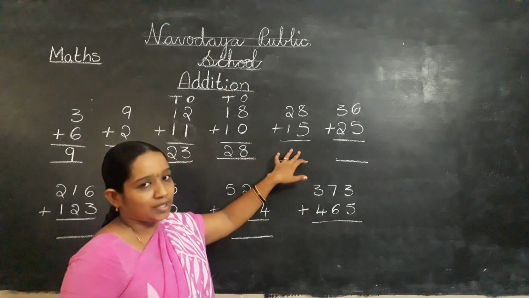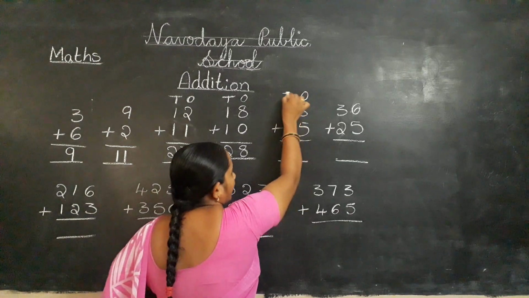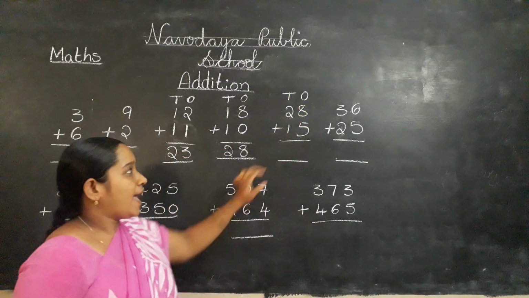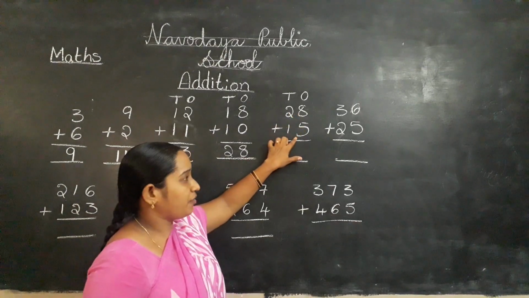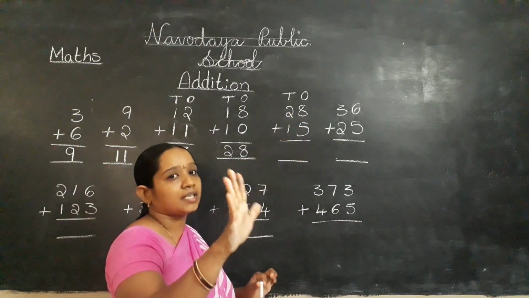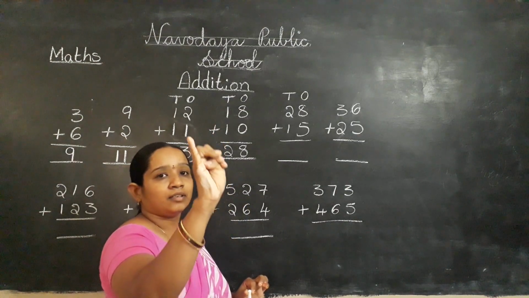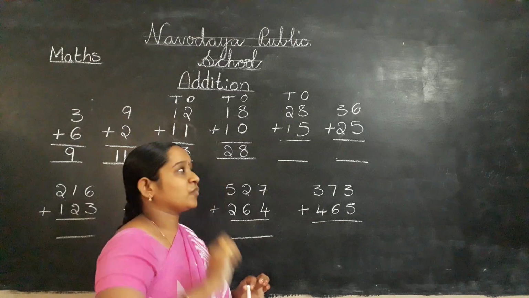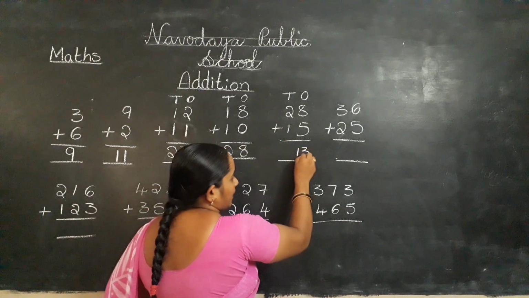Next one. These are also 2-digit numbers. Add first the ones place digits and next the tens place digits. 8 plus 5. 8 is kept in mind. Take 5 fingers. 8 after: 9, 10, 11, 12, 13. So 13. You have to write 13 in the ones place.